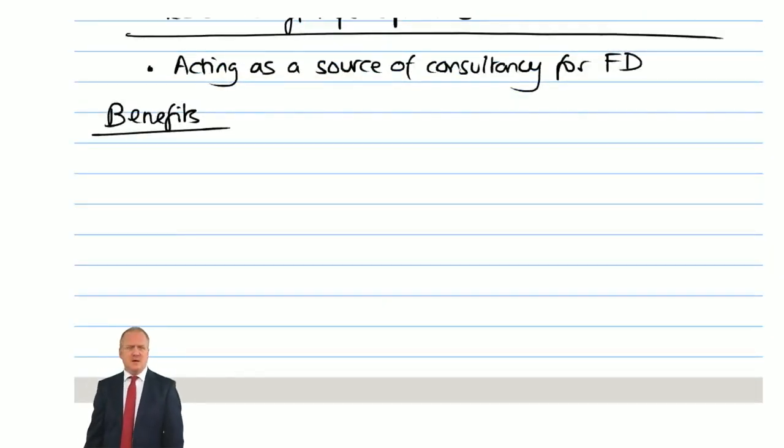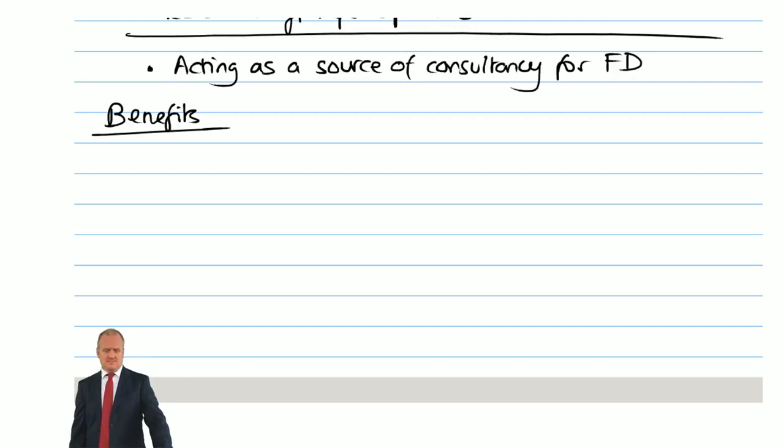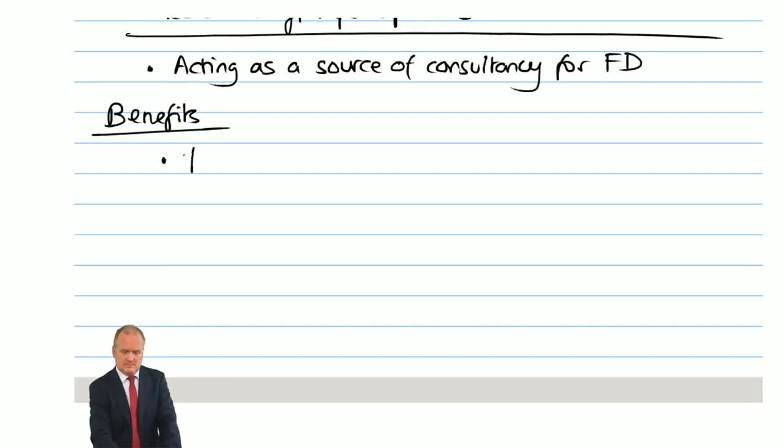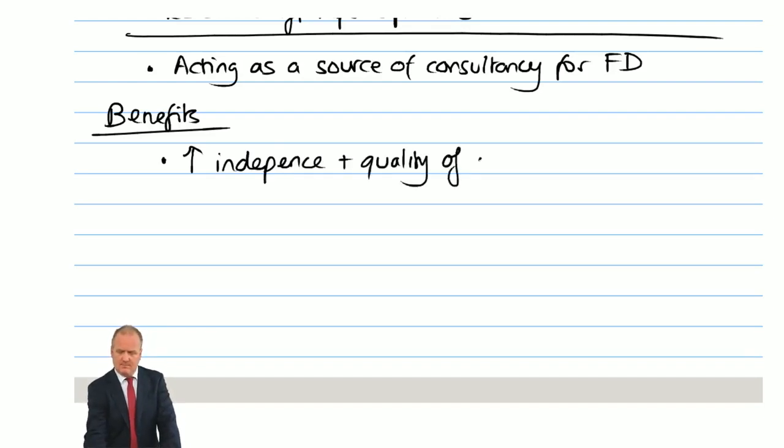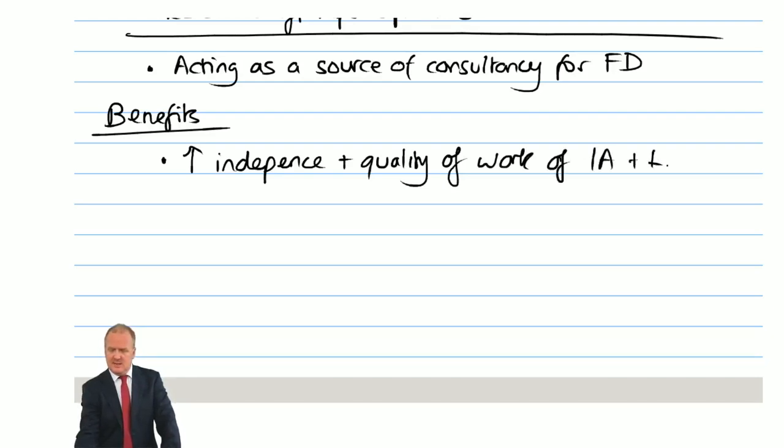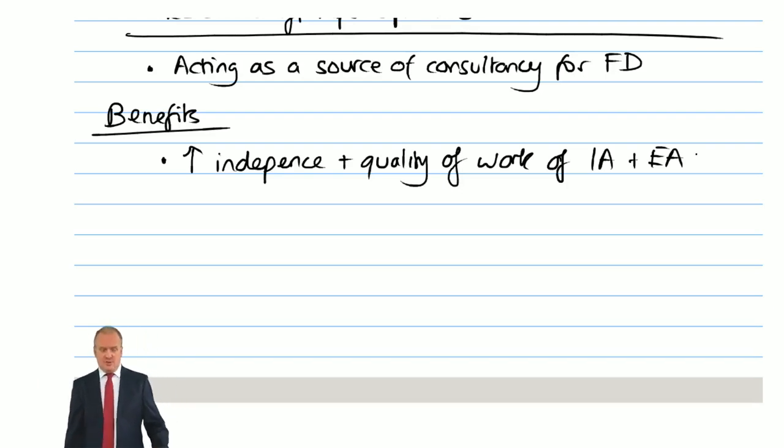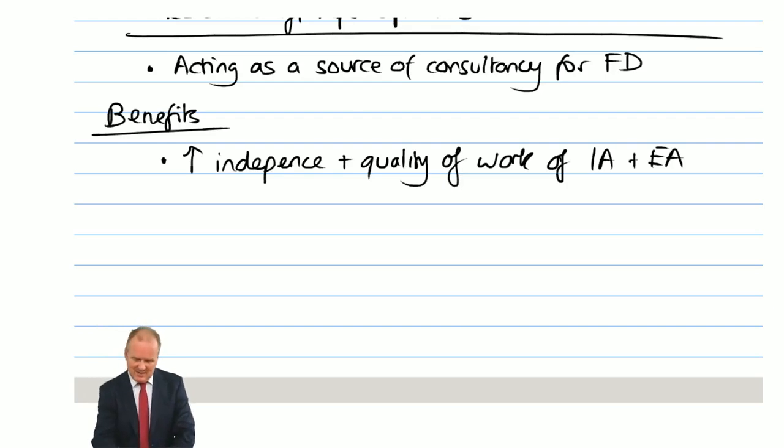So there's a selection of the audit committee's roles. What are the benefits of having the audit committee do all of this? Well, it should strengthen the independence and quality of work of both internal audit and external audit. The fact that a specific committee is keeping an eye on them and that that committee is made up of independent NEDs should help tremendously. And I apologise for my rather disastrous spelling there.